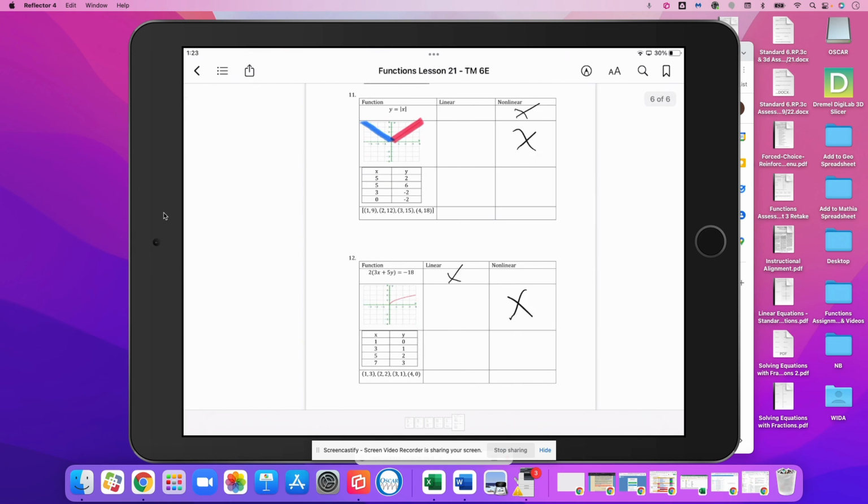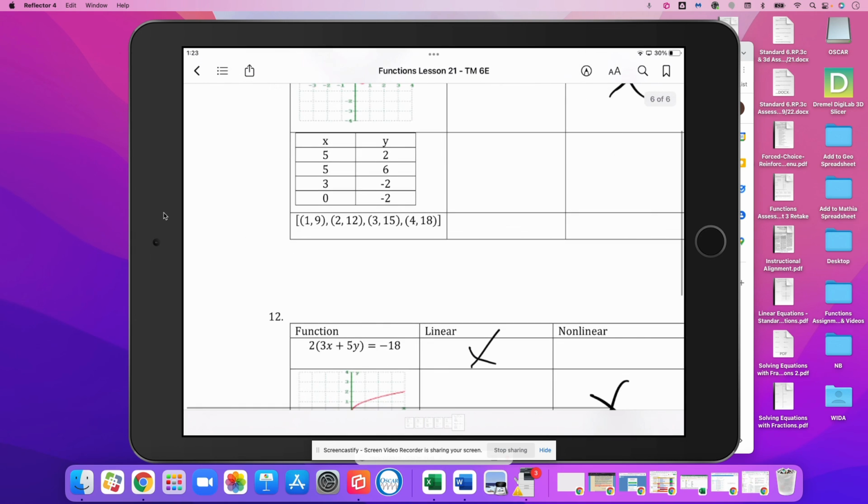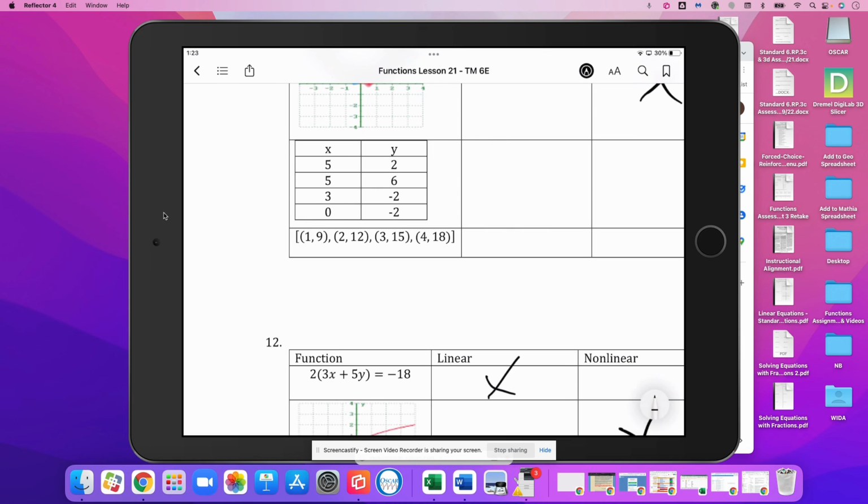And 11 and 12. So for 11, we can see we have an increase of 0, a decrease of 2, and a decrease of 3. On the right, we have an increase of 4, a decrease of 8, and a change of 0. So no consistency, nonlinear.